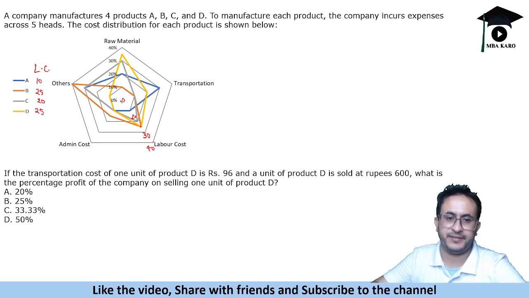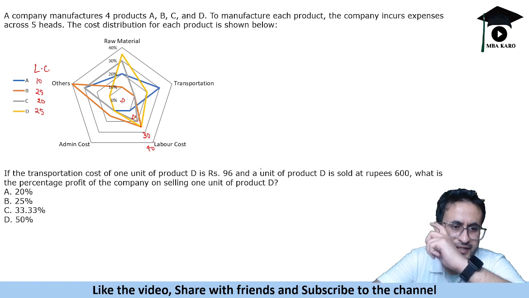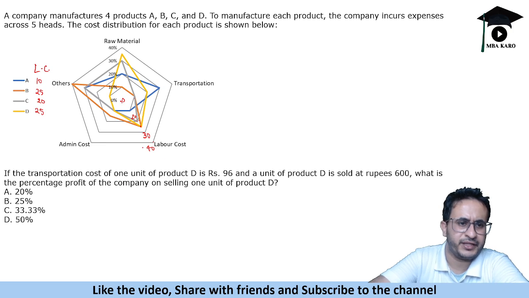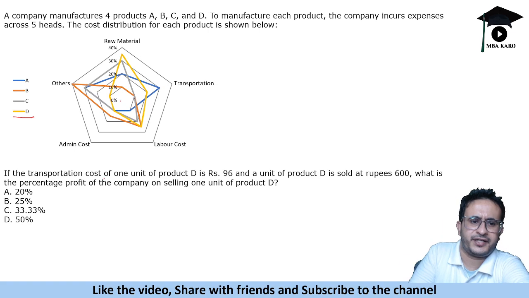Now the question says, if the transportation cost of 1 unit of product D is 96 and a unit of product D is sold at rupees 600, what is the percentage profit of the company on selling 1 unit of product D? So we need to deal with product D. Let's see product D. We will just focus on product D. It says that product D is the yellow one. It says that transportation cost is 96 rupees.